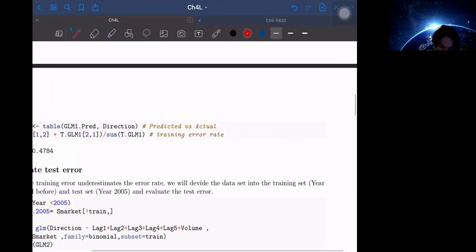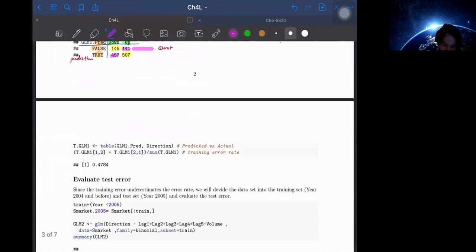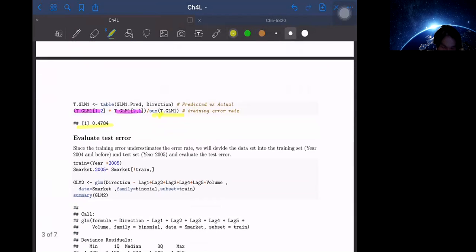So what percentage is error? We can calculate it by just extracting the data here. So this is error and this is the total number. So the error rate is 47.8%. Of course, the stock market is hard to predict. So an error rate of 47.8% is kind of reasonable.